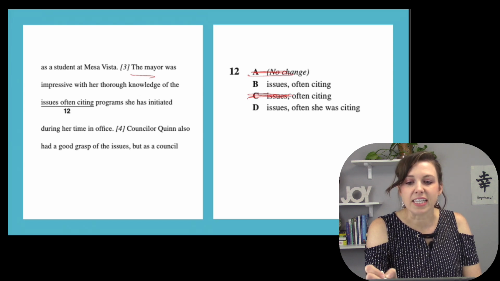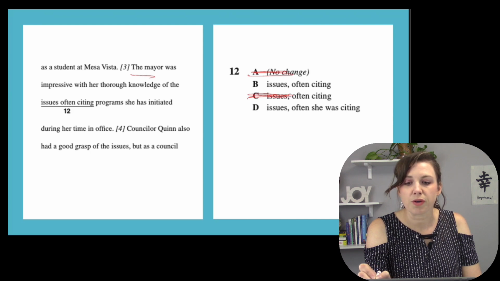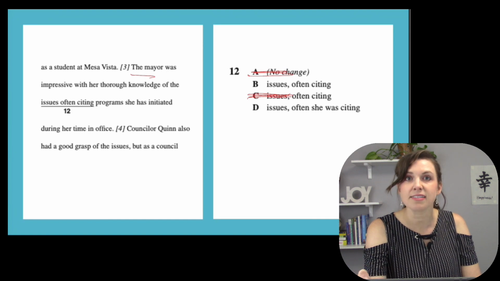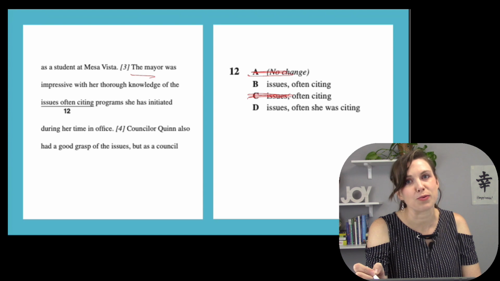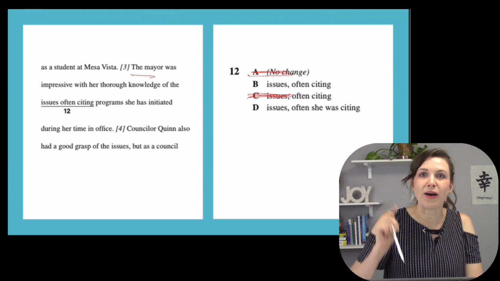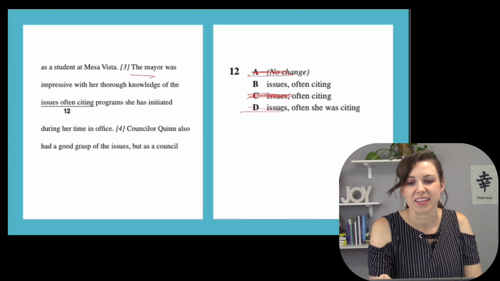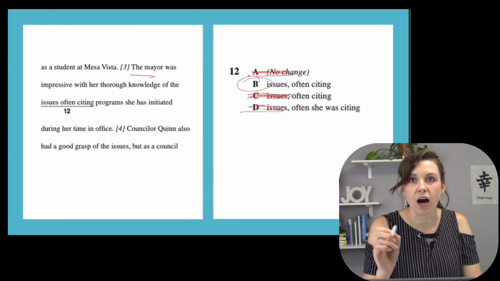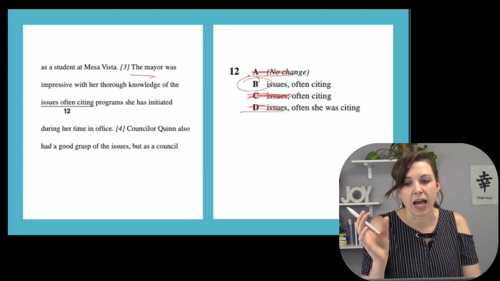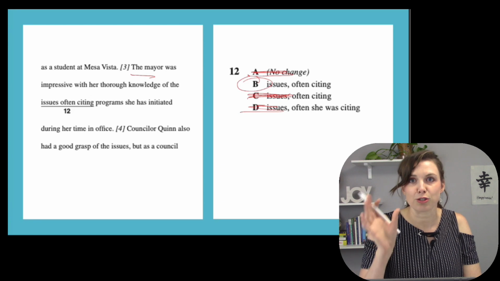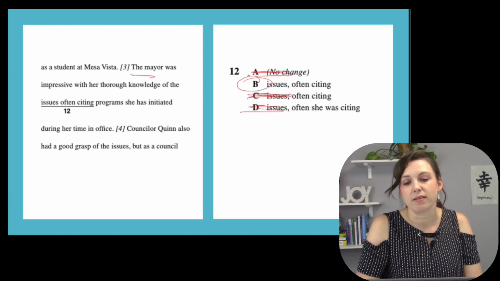Okay, D, on the other hand, if you put a comma there and then you reword it, often she was citing programs. Right now it has that subject, which is she. However, putting a comma there doesn't work because that turns it into a comma splice. You might want to watch my video that I have on run-ons. So the answer here, just a simple comma that just describes the issues after the word issues, just goes into a little bit more detail. That would work right there.